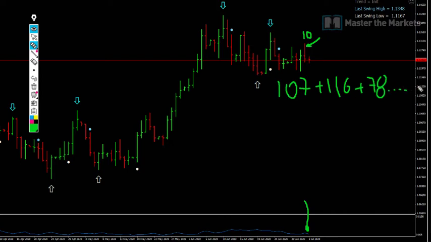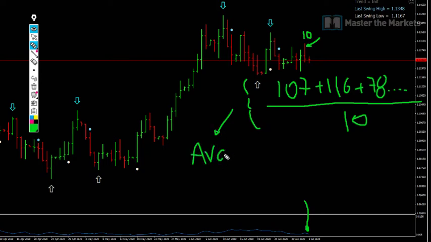So we'll have 10 numbers here at the top. Then we'll divide those 10 numbers by 10 because we're looking at 10 bars. And what that will give us, simple mathematics, is the average of the range of the last 10 bars.